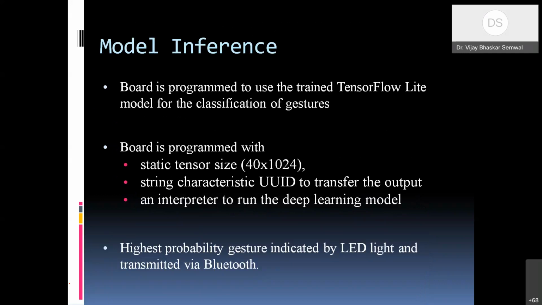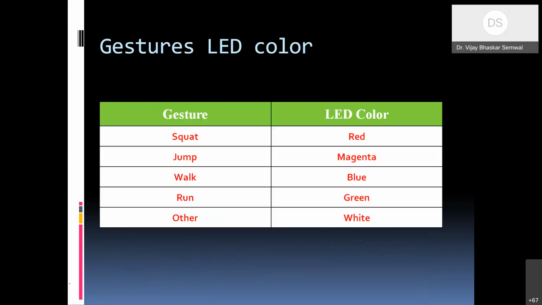Then to see the model inference output, the LED will blink for particular gestures: square is red, jump is magenta, walk is blue, run is green, and other is white color.